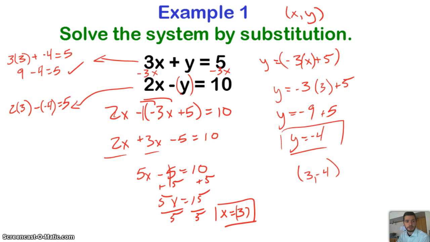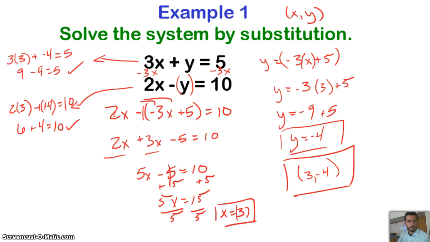Oh, I'm sorry, not 5, it's 10. I was like, that's not going to work. Okay, equals 10. So 2 times 3 is 6, minus a negative 4 is plus 4, equals 10. All right, so we're good. So this is definitely our answer then. All right, let's move on to the next one.